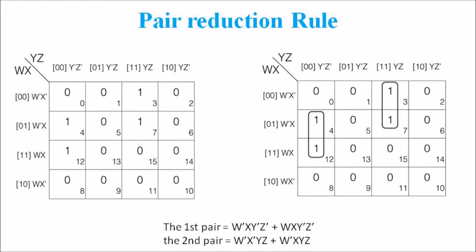So the first rule is a pair rule. In order to make a pair, there is a condition that the minterms should be in adjacent set. That is, the first pair available is W' X Y' Z' plus W X Y' Z', and the second pair is W' X' Y Z plus W' X Y Z. The pairs are in SOP form.